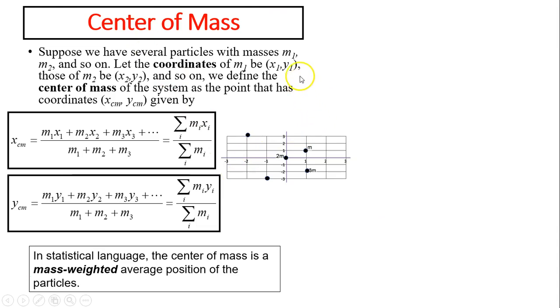Suppose we have several particles with masses m1, m2, and so on, such as the ones shown in the picture. Let the coordinates of m1 be x1, y1, and m2 be x2, y2, and so on. We can determine the center of mass of the system as a point with coordinates x center and y center given by this equation. The center of mass is the mass-weighted position of the particles: m1 x1 plus m2 x2, and so forth, divided by the total mass.